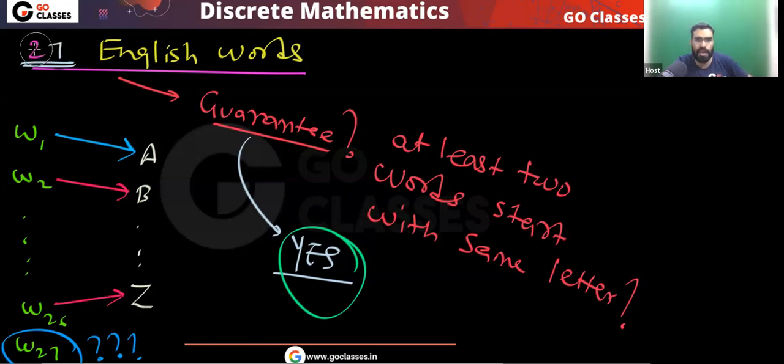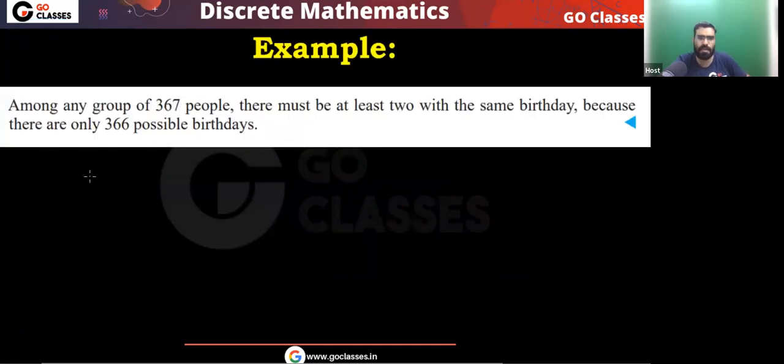And the same situation will happen if you have any number which is greater than 26, right? If you have any number which is greater than 26, the same situation will happen. I hope this point is clear. This is the pigeonhole principle. Very simple. Now let's see this example.